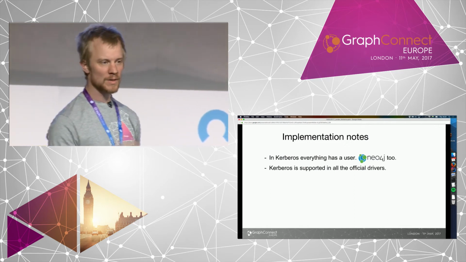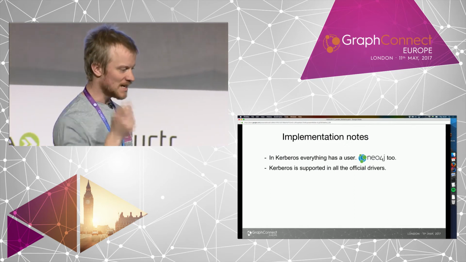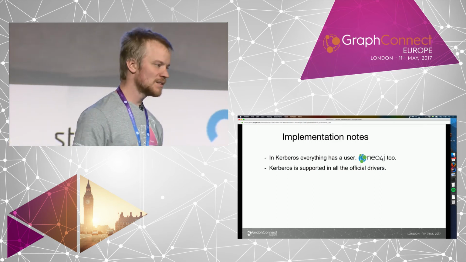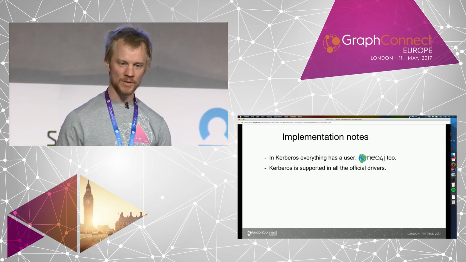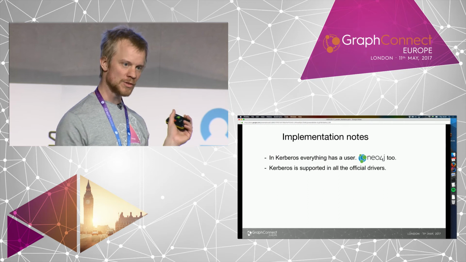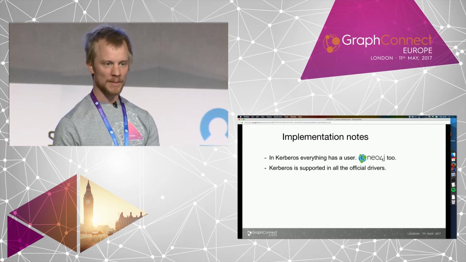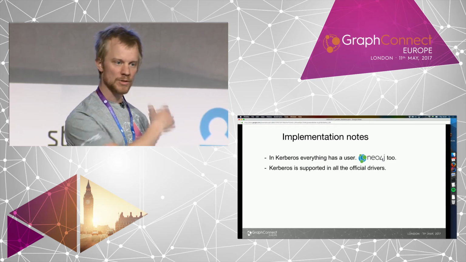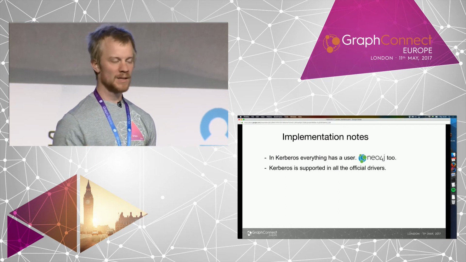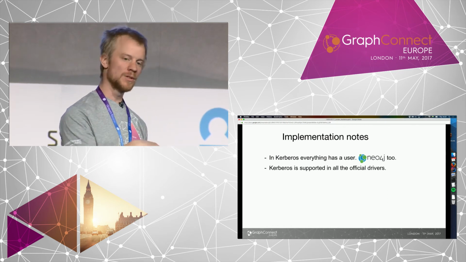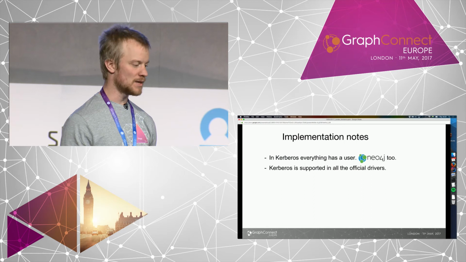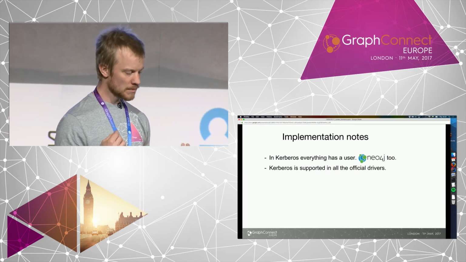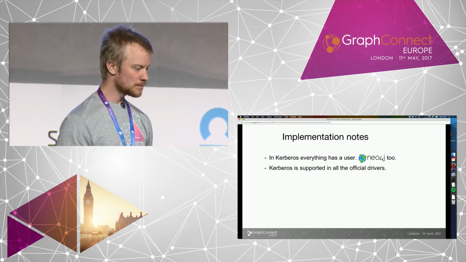And something which is very interesting to keep in mind and a bit tricky is that in Kerberos, everything is a user. So all your users are users, but also all your application servers will have their own users, and even your authentication server has its own user, and your Neo4j cluster members have their own users, and so on. So that's something to keep in mind.